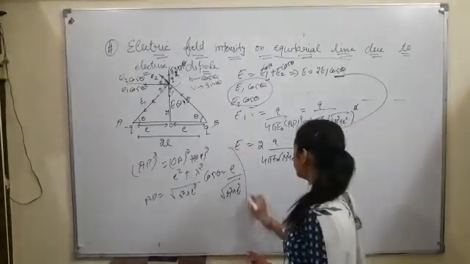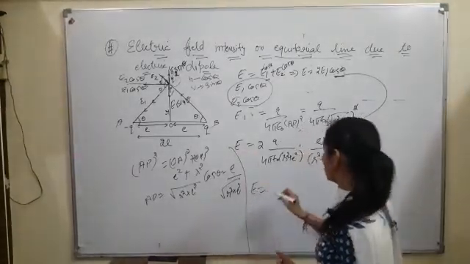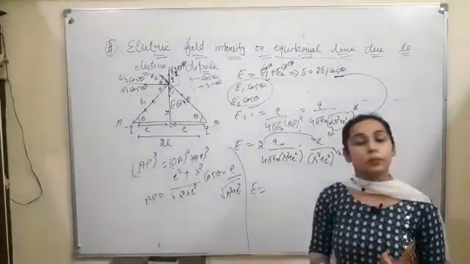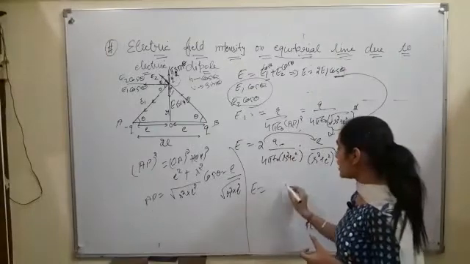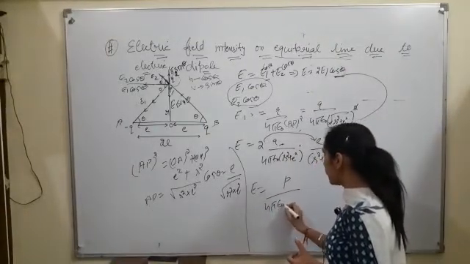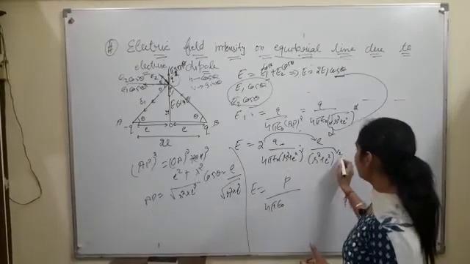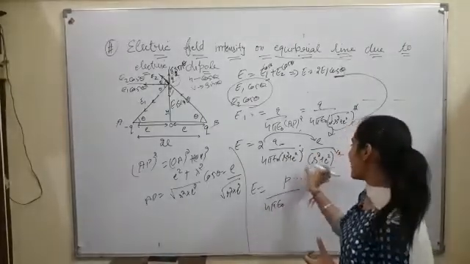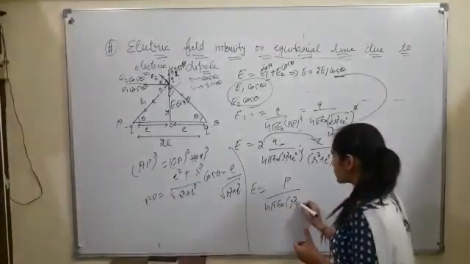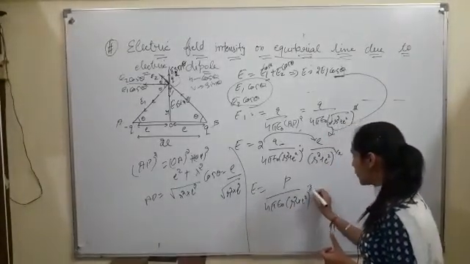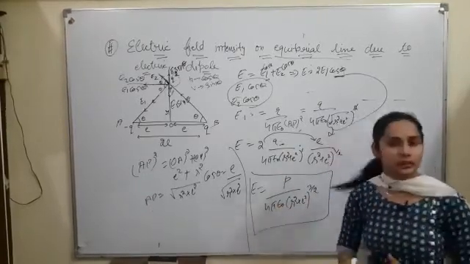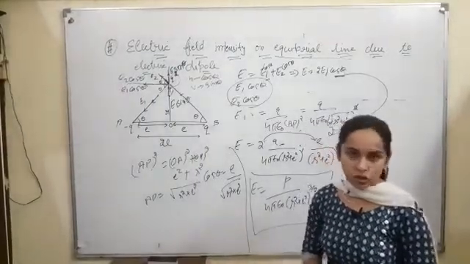So total electric field I will get Q into 2L, that is the value for the electric dipole moment, so in place of this I can write P. In the denominator I can write 4 pi epsilon naught. This is power 1, this is 1 by 2. Bases are same, powers can be added, so I can write R square plus L square raised to power 3 by 2. So this is our expression for electric field intensity on the equatorial line.